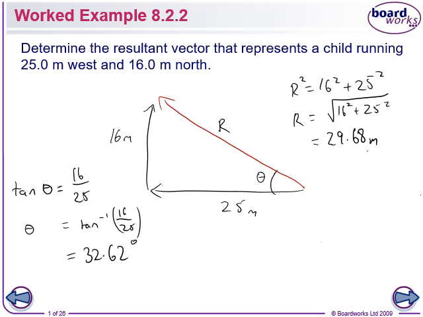So remember, we can write this direction in several different ways. Because it's north and west, we can use our quadrant bearings and our true bearings. Okay, either one is fine. So this direction is equal to north, what is that, 57.38? 57.38 degrees west. Okay, so that's our quadrant bearing.